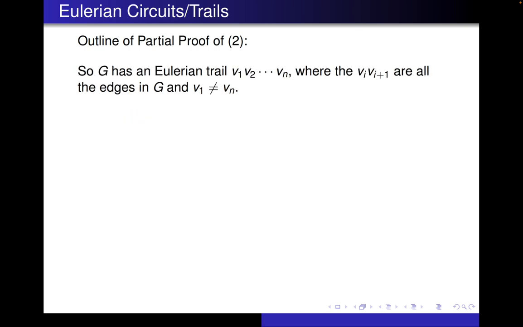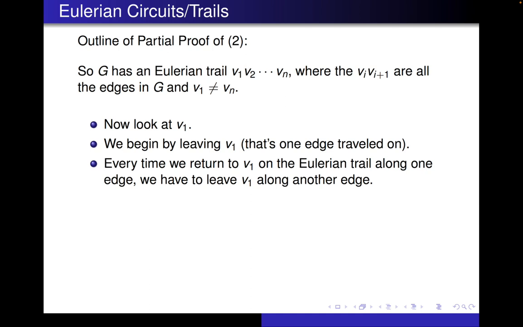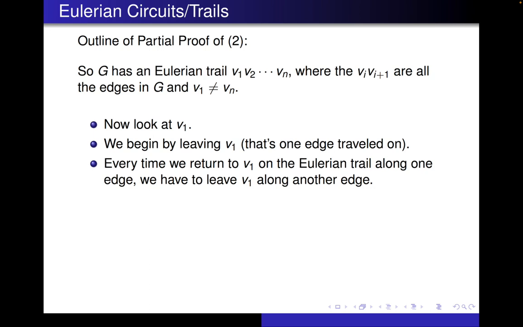All right, so let's now look at the other 2, V1 and Vn, and we got to show that those 2 have odd degree. So let's look at V1 first. Now, at the beginning of our Eulerian trail, we leave V1 along an edge, and if we're counting, that is 1 edge that we've traveled on. Now, that may be the last time we encounter V1, in which case we have a degree of 1, which is odd. But it's also possible that we can come back to V1 again, that's 2 edges. But we can't stop there because it's not an Eulerian circuit. So we'd have to leave again, and that would give us a 3rd edge, which is also odd.